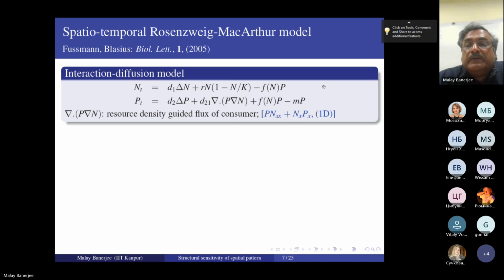Okay. The next question arises. In some of the previous slides, I talked about only D1 and D2, that means diffusion in these two components, self-diffusion. But here I'm talking about some sort of cross-diffusion. Why? Because one can verify, it is a standard calculation, that if D21 equals 0, then the Rosenzweig-MacArthur model with self-diffusion terms cannot produce any Turing pattern.